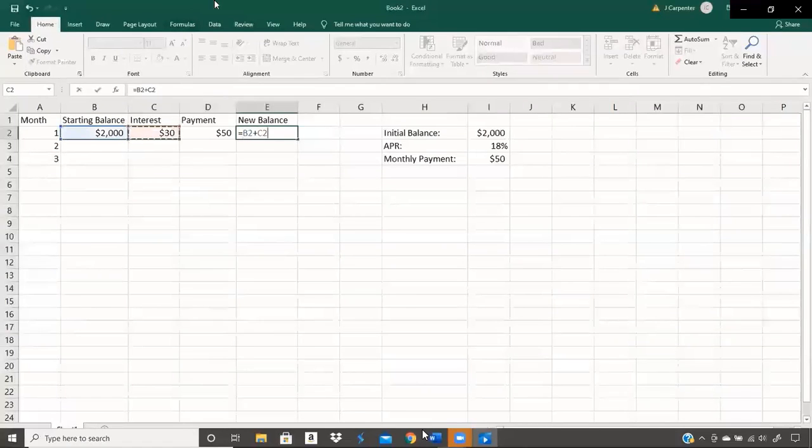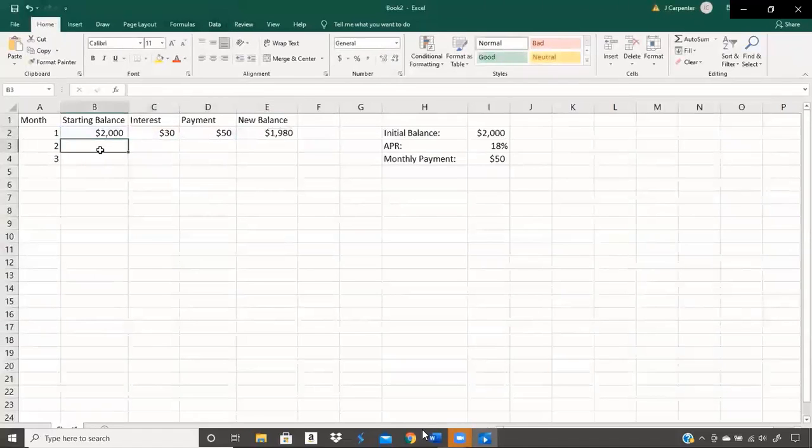But then we have a payment of $50, so we go minus, because that will reduce the balance, because this is a credit card, this is money owed. So whether you're adding interest or payments or subtracting interest or payments depends on the scenario. You have to make sure everything makes sense. And now we owe $1,980.